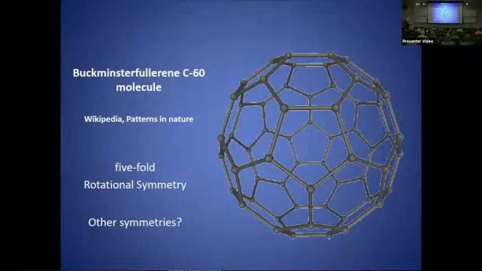This is a Buckminster fullerene molecule. It's not a real Buckminster fullerene molecule. It's a model of a Buckminster fullerene molecule. And it has 5-fold rotational symmetry. You can see partly from the pentagons, the one in front and the one in back. If you rotate that 1/5 of a circle, which is, what is 1/5 of 360 degrees? 72 degrees, yeah. It has 72 degree rotational symmetry, or 5-fold rotational symmetry.